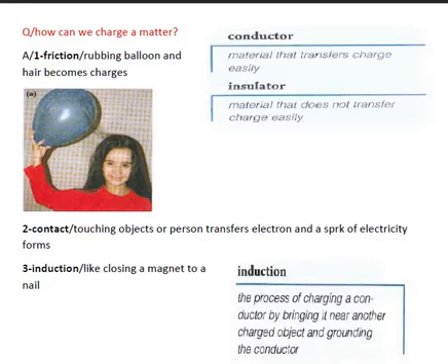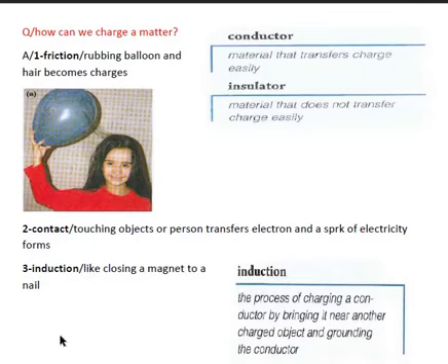The second type is with contact. It means touching of two objects. That's why sometimes when we are touching someone, a friend or a doorknob, we will feel an electric spark happen between us and the other person or the doorknob. That's because of the transfer of electrons as a result of contacting. So it says touching an object or person transfers electrons and a spark of electricity forms.